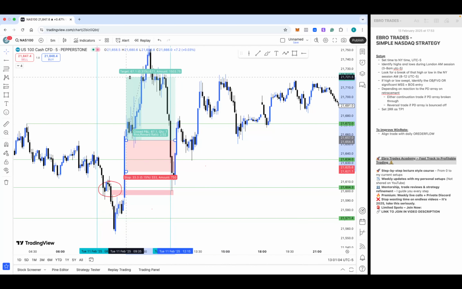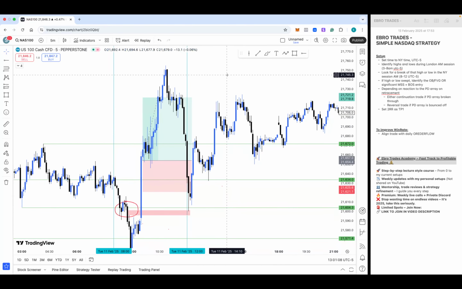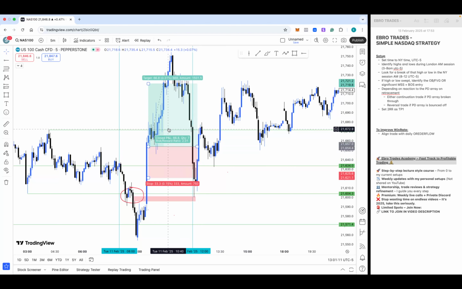And I'm super realistic. I don't go for 1 to 5, 1 to 10, 1 to 20 trades, because that would be a lie. I'm a very conservative trader. We targeted 2RR, hit my first TP, and I closed the charts for the day. It's a very simple trade.